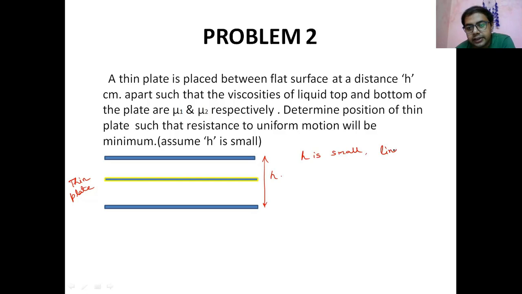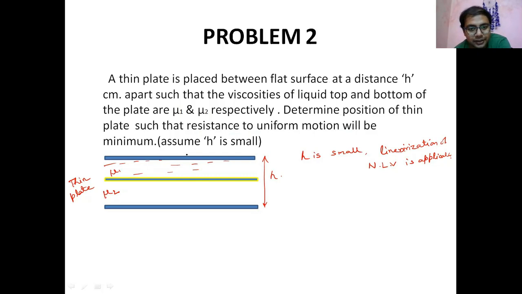So linearization of Newton's law of viscosity is applicable as h is small. Here the top side has some liquid with viscosity mu1, and the bottom side has a different liquid with viscosity mu2. In such a condition, you have to determine the position of the thin plate such that the resistance to the uniform motion will be minimum.